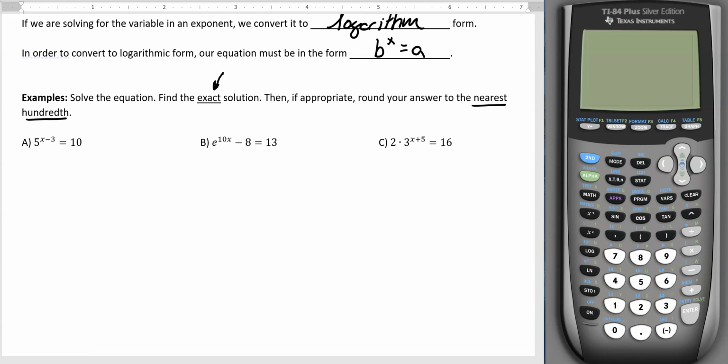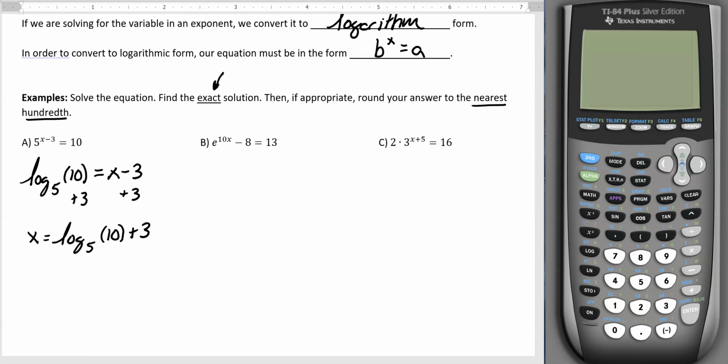So let's look at letter A here. 5 to the x minus 3 equals 10. So notice we're in the form that we want. All we have is our base, our exponent, and our argument. So to rewrite this as a logarithm, it would be log base 5 of 10 equals x minus 3, right? That variable is what it's equal to now. So all I need to do to get x by itself is add 3 to both sides, right? So that tells me that x is going to equal log base 5 of 10 plus 3. And from there, that is our exact solution.